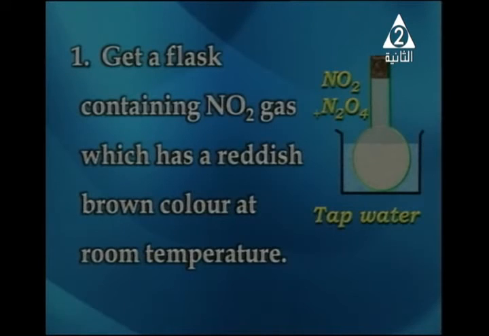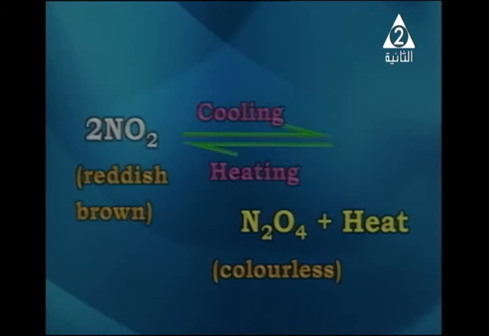Here, as shown on the screen, we have a flask containing nitrogen dioxide gas, which has a reddish brown color at room temperature. As the equation proceeds inside the flask, 2NO2 molecules are in equilibrium with dinitrogen tetraoxide, and heat is released as the reaction is exothermic.